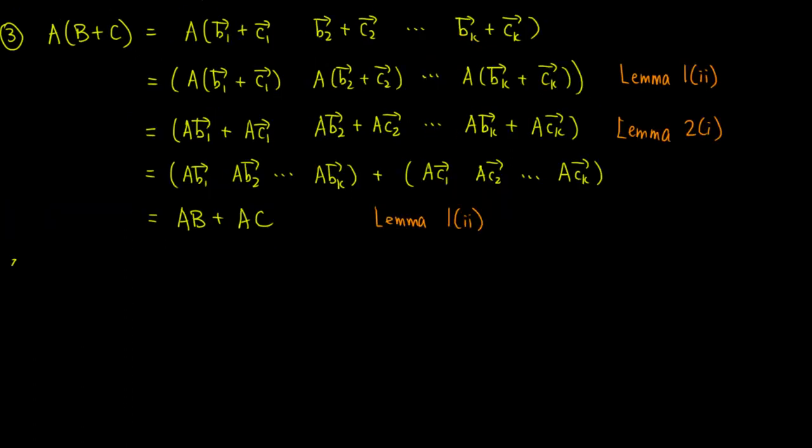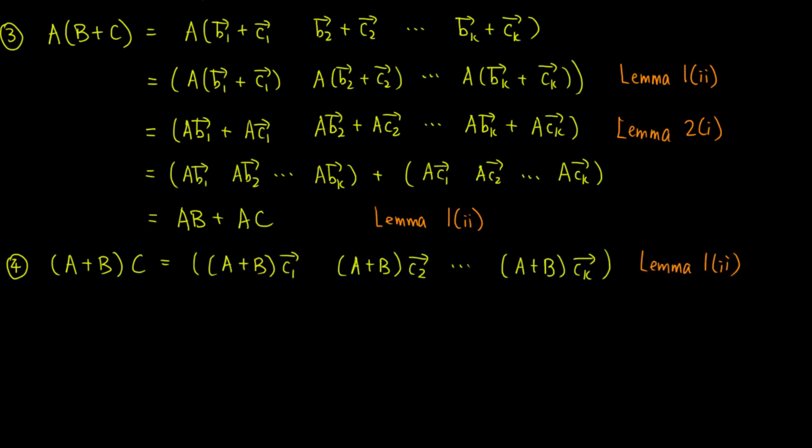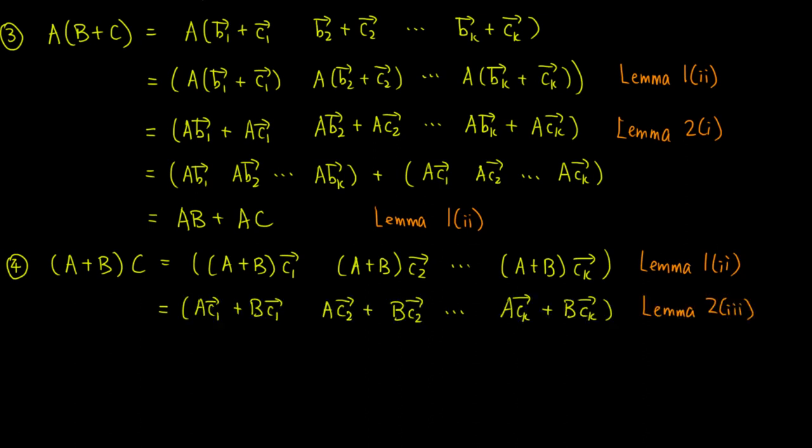For the fourth point, (A plus B) times C equals the matrix with columns (A plus B) times C1, (A plus B) times C2, up to (A plus B) times CK, using the second point of the first lemma. Now, we use the third point of the second lemma to write this as the matrix with columns A times C1 plus B times C1, A times C2 plus B times C2, up to A times CK plus B times CK. We write this as the sum of two matrices.